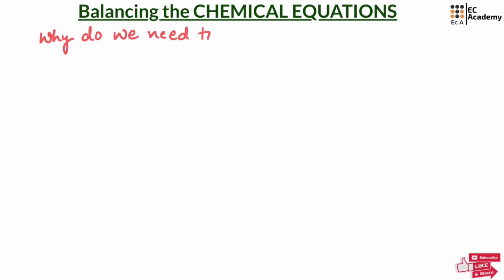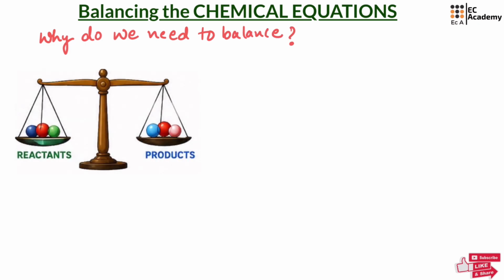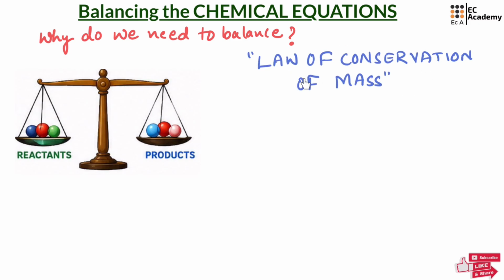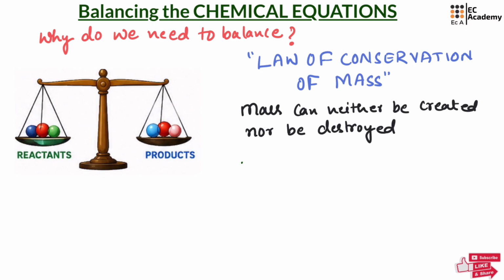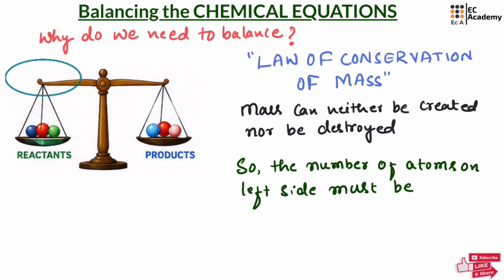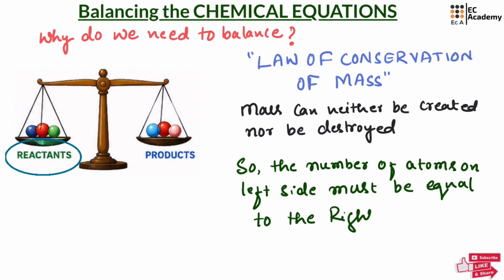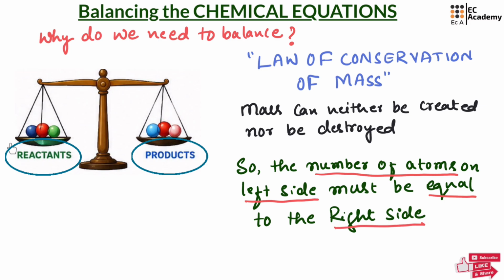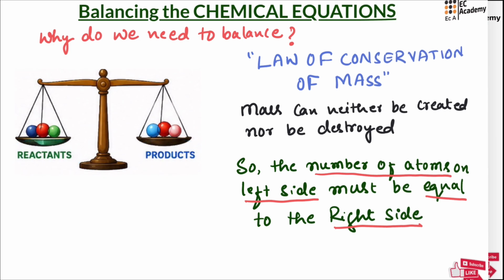So why do we need to balance the equation? We have a very important rule in science which is known as the law of conservation of mass. This rule states that mass can neither be created nor be destroyed. Because of this rule, the number of atoms on the left side, which is reactants, must be equal to the number of atoms in the right side, which is product. So this is very important. The number of atoms in the reactant must be equal to the number of atoms in the product.